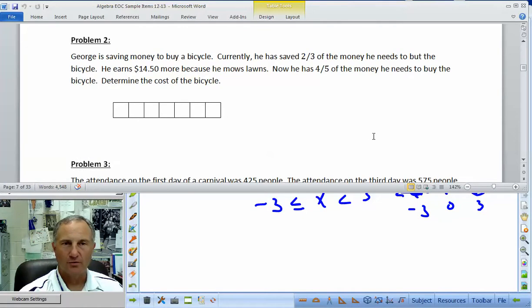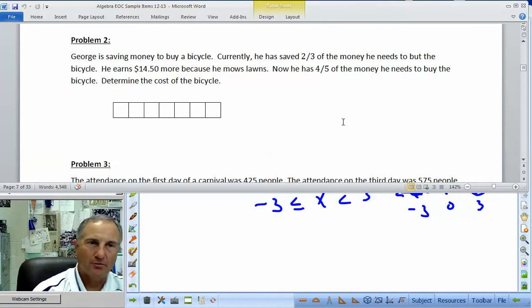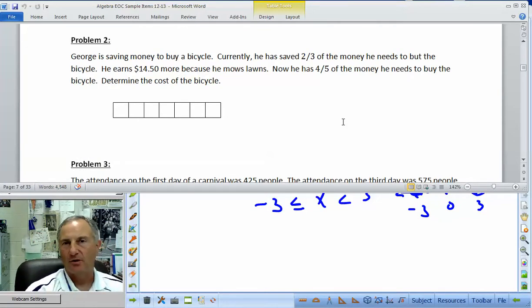Pretty straightforward. No real work to it. Here, problem 2. George is saving money to buy a bicycle. Currently, he has saved 2/3 of the money he needs to buy the bicycle. He earns $14.50 more because he mows lawns. Now he has 4/5 of the money he needs to buy the bicycle. Determine the cost of the bike.